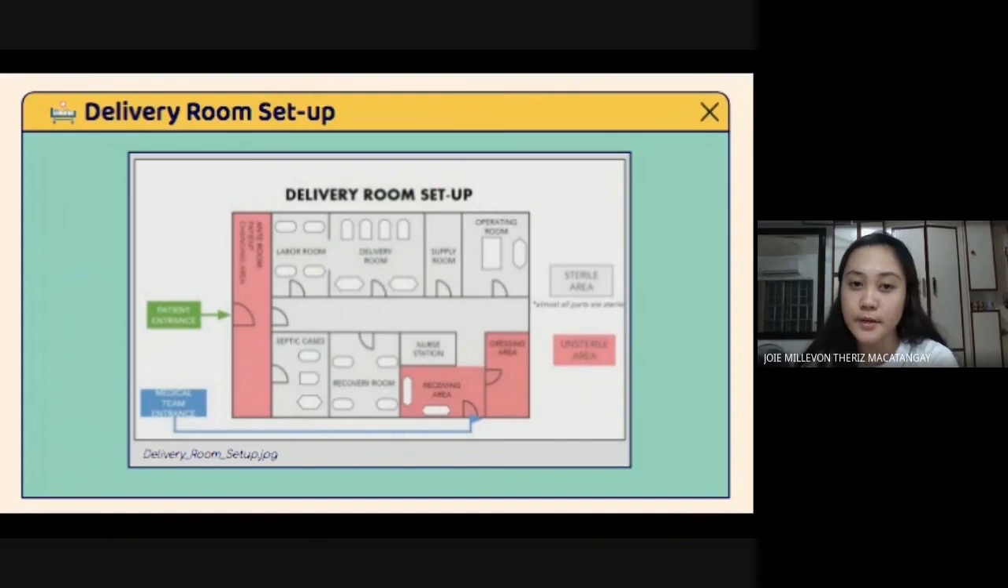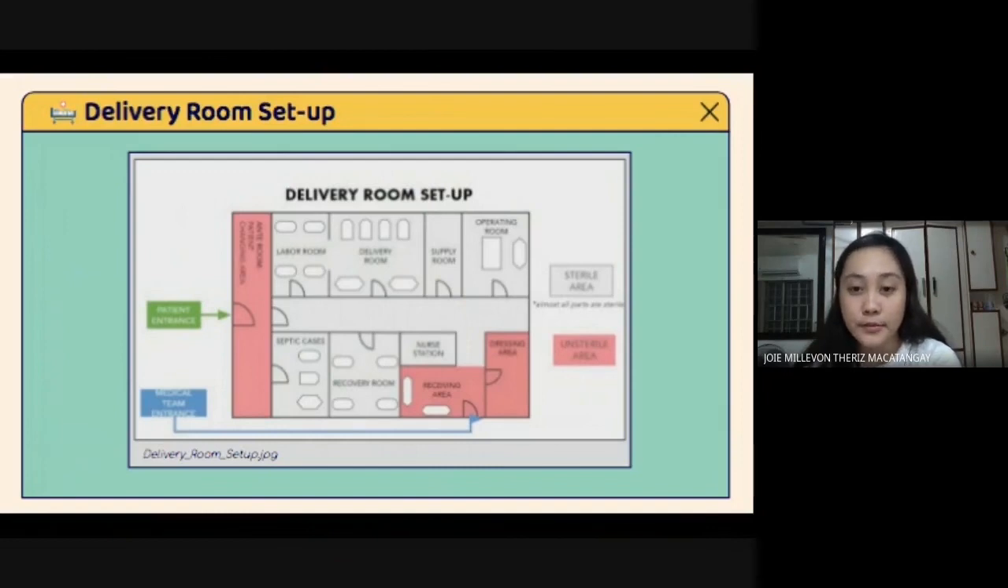For the sterile part naman po, we have first is the labor room. So, the pregnant clients in the labor room stay here when they are about to expel the baby from the uterine vaginal canal. So, dito po nag-iintay ang mother bago po manganak. Hindi po pwede manganak ang patient sa loob ng labor room. Dito lang po nagmamonitor ang nurses ng progress of labor.